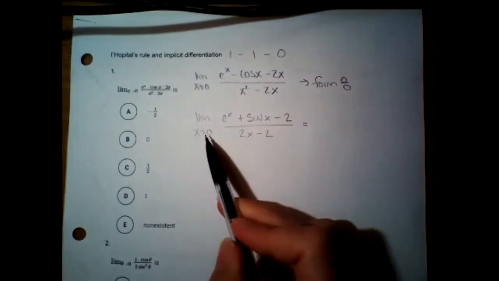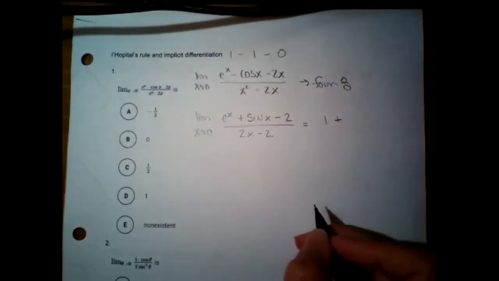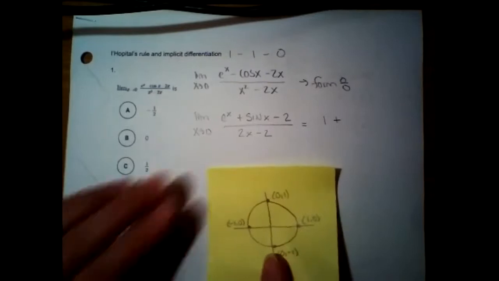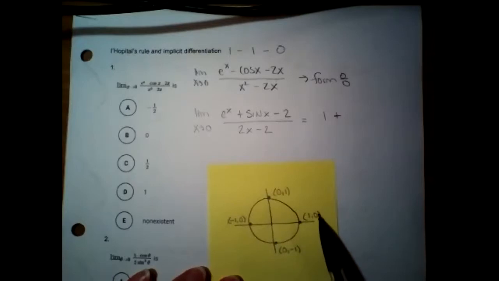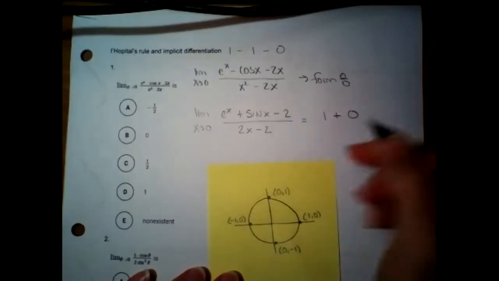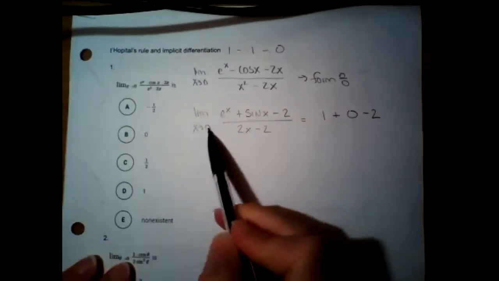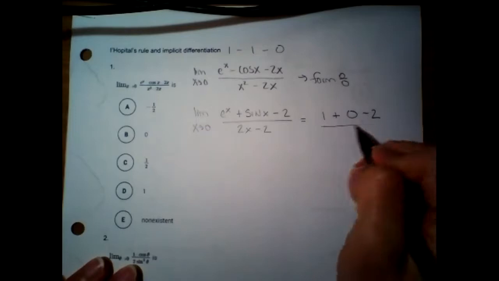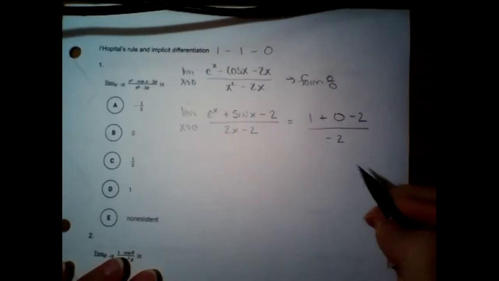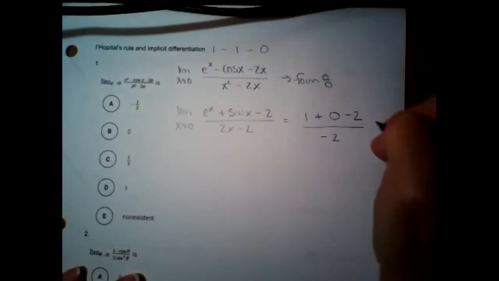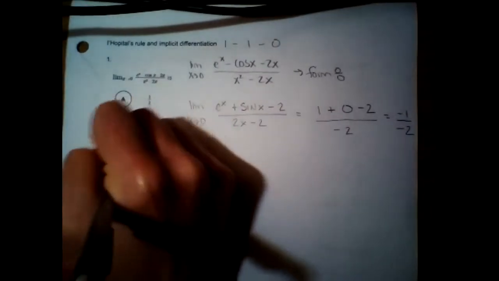And so now we're going to try to plug in 0 again. So e to the 0 is 1 plus sine of 0. So here is 0 radians on our unit circle. Sine is the y value, so that's going to be 0. And then minus 2. And then down here, if we plug in 0, we'll have 0 minus 2, which is negative 2. So up here, 1 minus 2 would be negative 1 over negative 2. Negatives are going to cancel, so that one is positive 1/2, which is C.